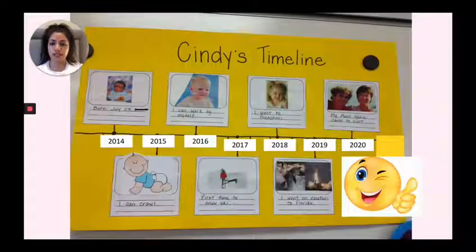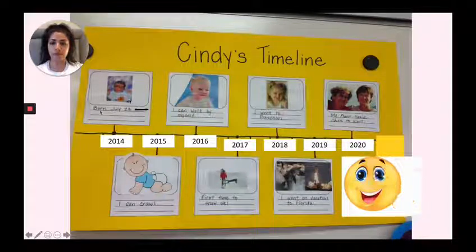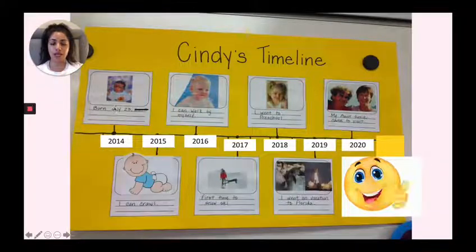So as we can see, her starting point is when she was born. So she's done a little line up and she's got a picture of herself as a baby and she's written born and when she was born. So the month with a capital letter and the date.